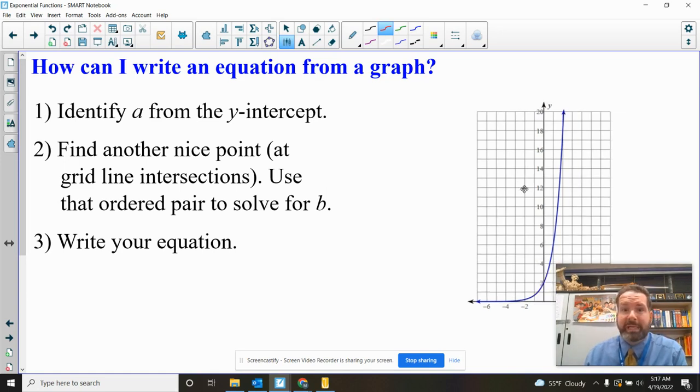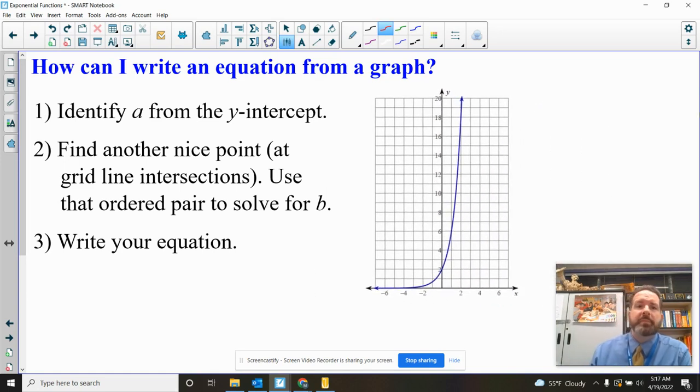So given a graph like this one, we're looking to find out what number should I put in for the A and what number should I put in for the B. That's only two numbers we got to figure out. The A is typically fairly straightforward. Remember, A is the y-intercept.